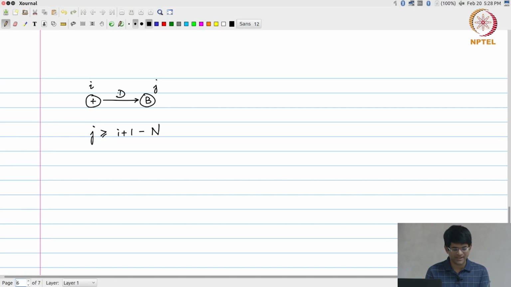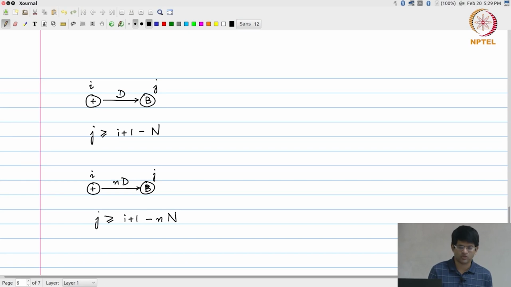Whereas, if there was one sample delay, then j must be greater than or equal to I plus 1 minus n, because it was n clock cycles earlier that the corresponding sample that I need to use for B was produced. If this is an adder with some n delays on it, and this is I and this is j, now j must be greater than or equal to I plus 1 minus small n times capital N. Or, to avoid confusion, I will just use W over here: minus W times N.